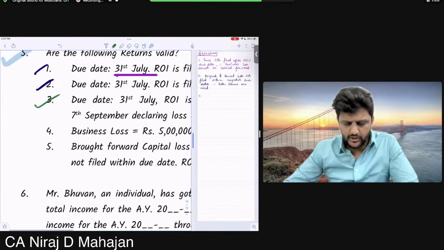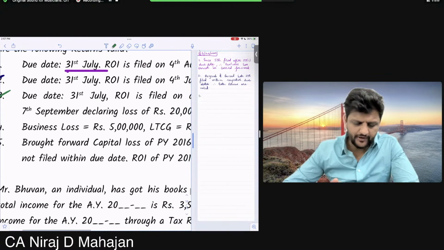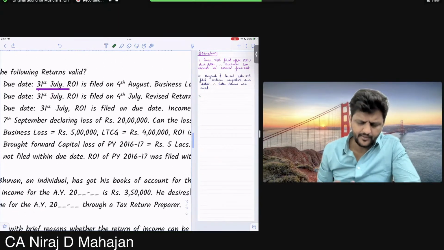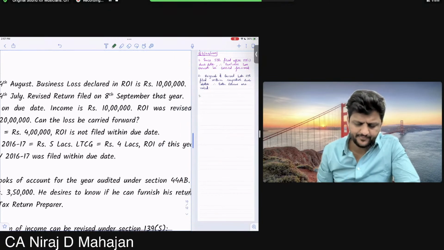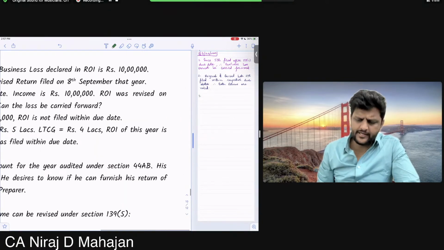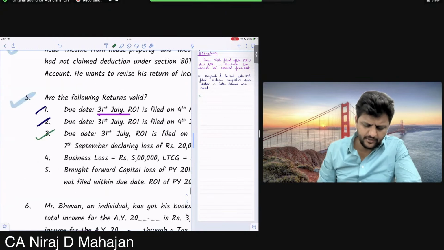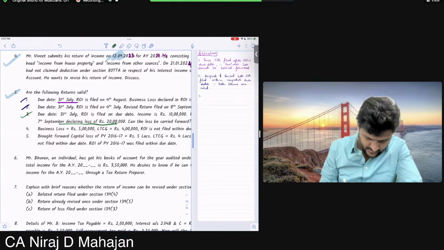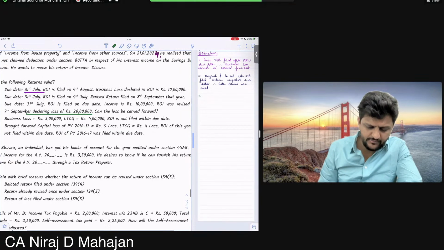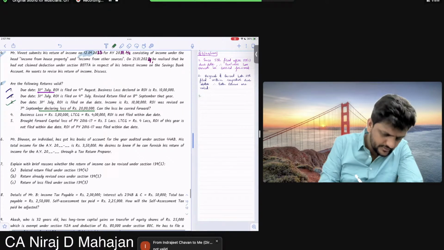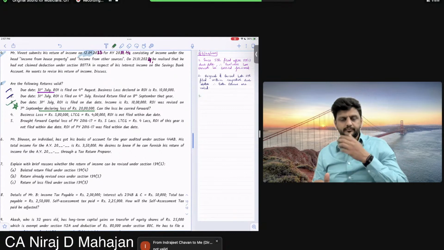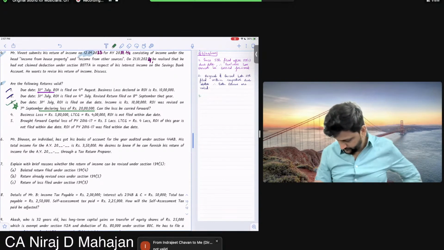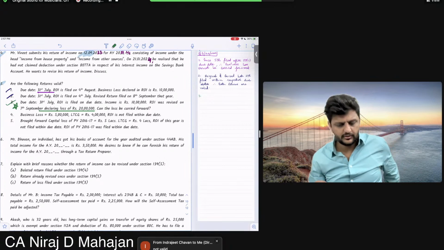Due date, children, again 31st July. ROI is filed on the due date, so again 31st July, within due date you can say. Income is shown as 10 lakhs. ROI was revised on 7th September, declaring a loss of 20 lakhs. Can the loss be carried forward? Star mark this question.